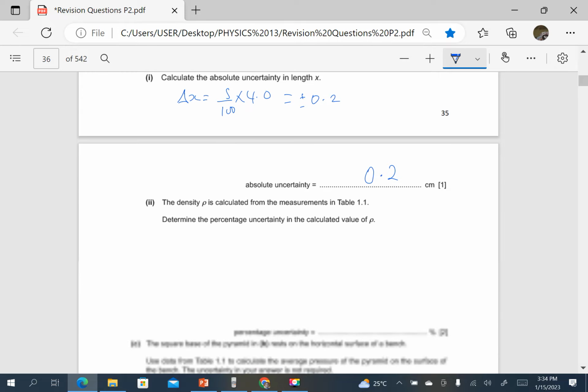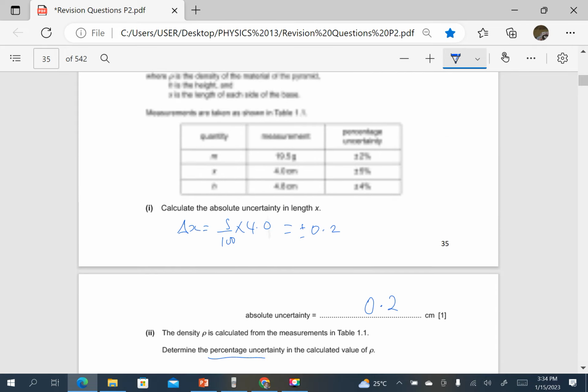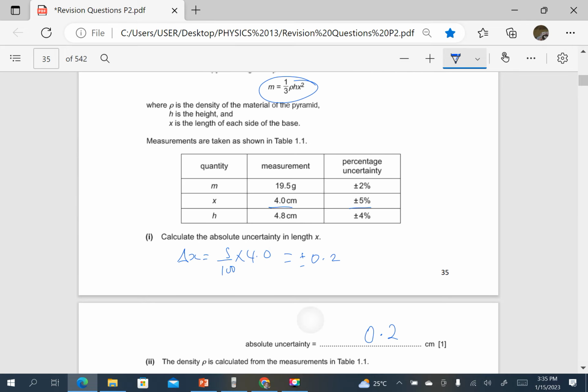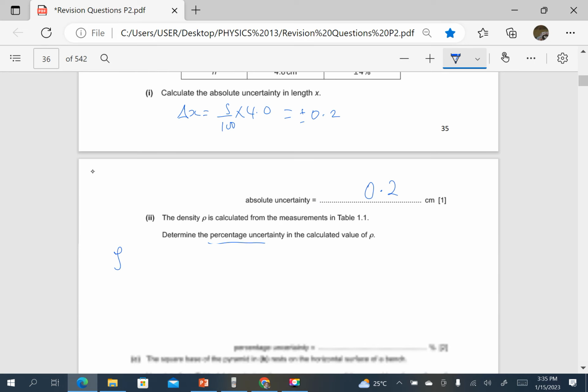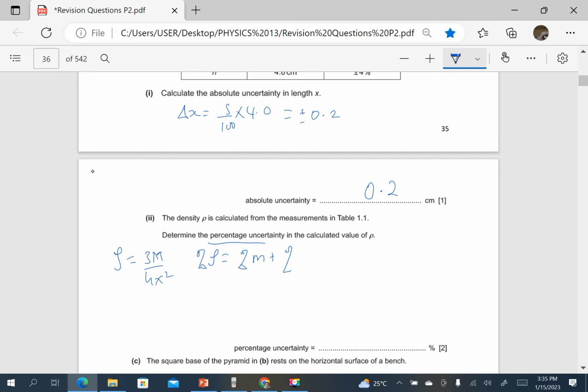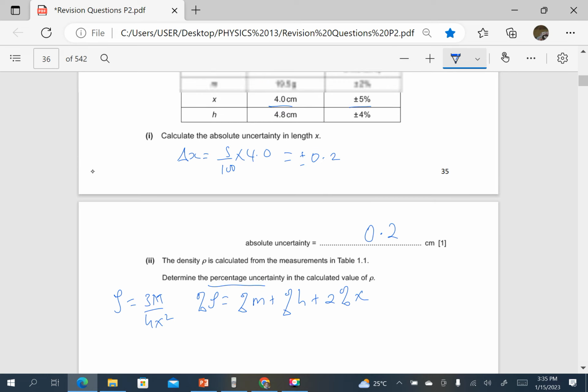The density rho is calculated from the measurements in table 1.1. Determine the percentage uncertainty in density. So we go back and find the expression. This is the expression. I'm making density the subject from that expression. So density is going to be 3 times m divided by h x squared. Now I'm finding the percentage because of division and multiplication. We just ignore 3, which is a constant. So percentage in rho is going to be equal to percentage in m plus percentage in h plus, because of the power on x, twice the percentage in x. So they gave us the percentages. For m it is 2%, plus for h, which is 4%, plus 2 times 5. And I think that is 16%.